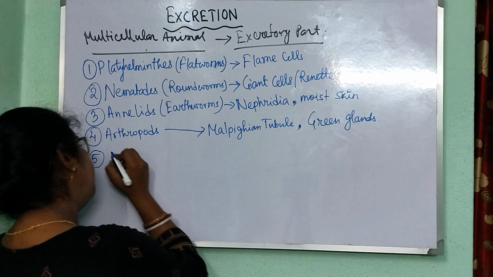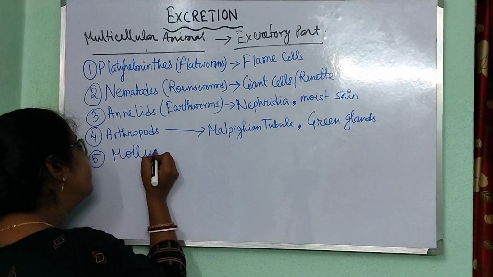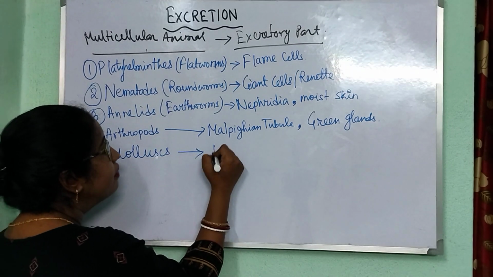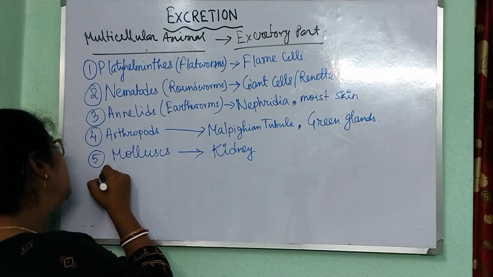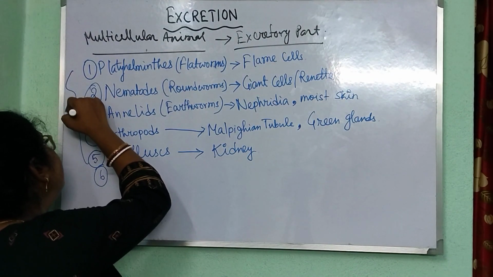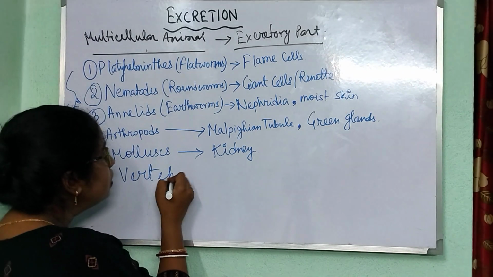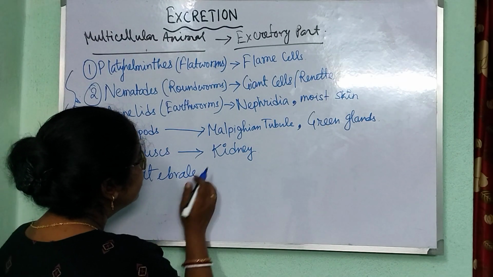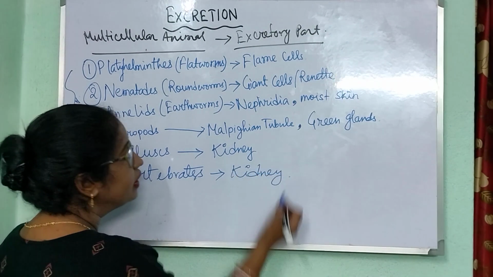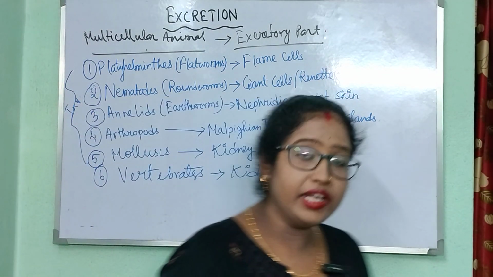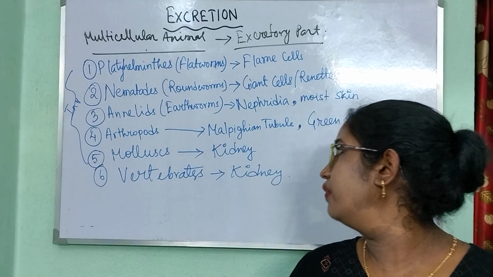Next group is the mollusks. These are all invertebrates. Mollusks have kidney as their excretory organ. These five are invertebrates, but the last group is the vertebrates. All the vertebrates have kidney as their excretory organ, including human beings. Means including us, we excrete our waste material from our body through our kidney.